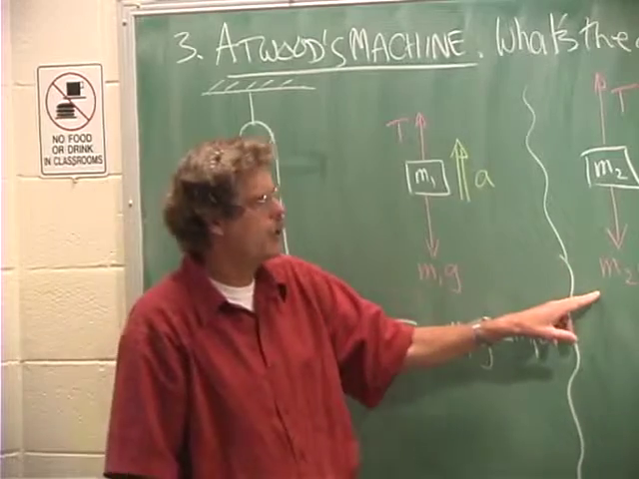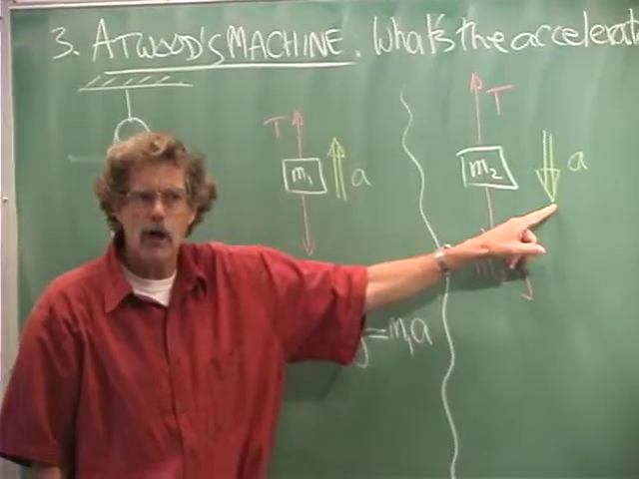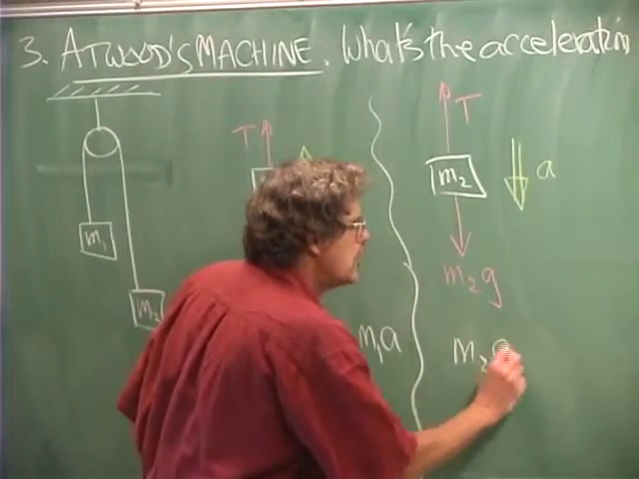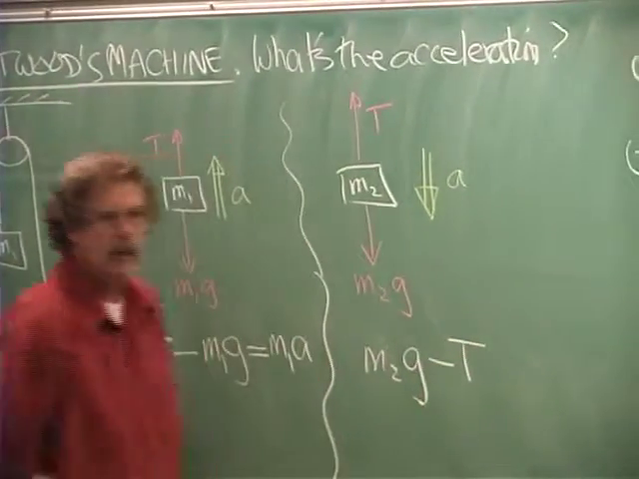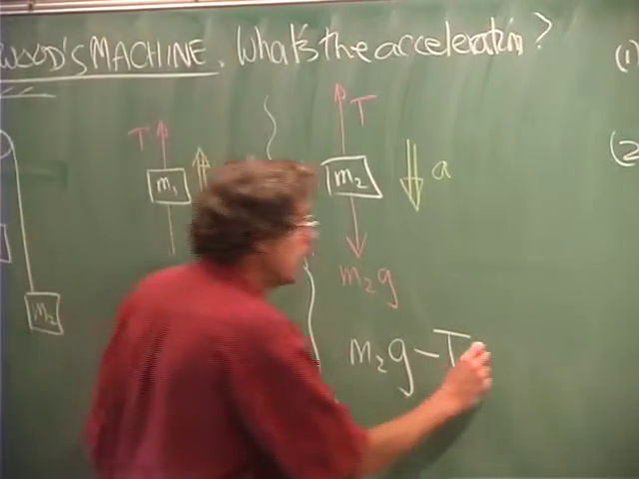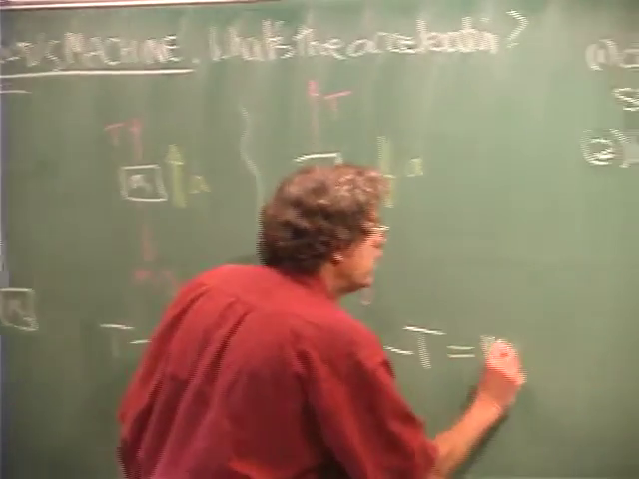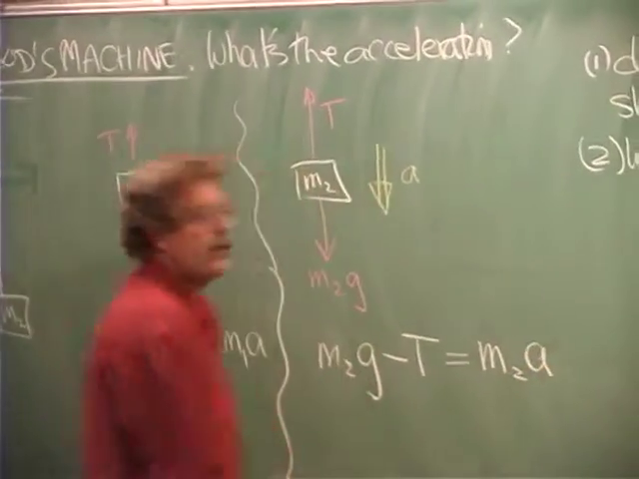Now we come to M2. What's the positive direction for M2? Downward. Therefore, how should I write the total force acting on it? M2 times G, which pulls in the downward direction, minus T, which pulls in the upward direction. That's the net force, and it's equal to the mass. Whose mass? M2. That's the only one we're talking about, times the acceleration of number 2.